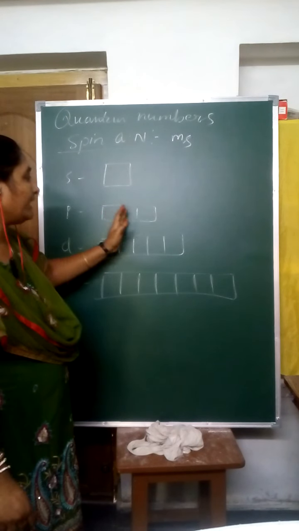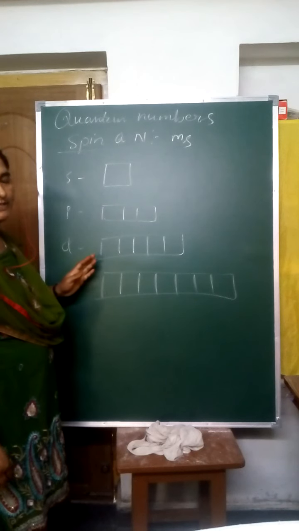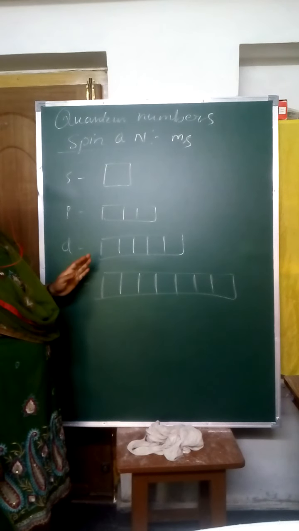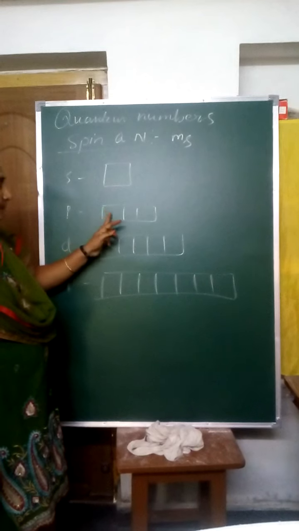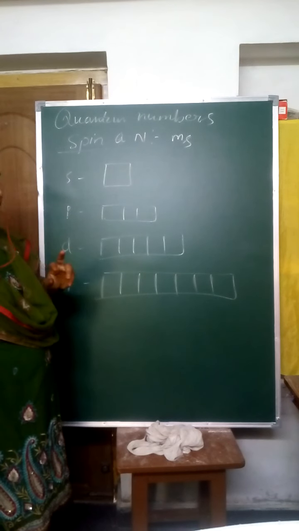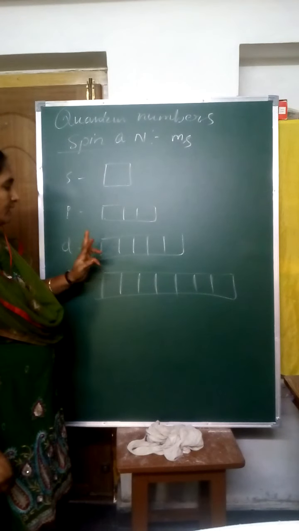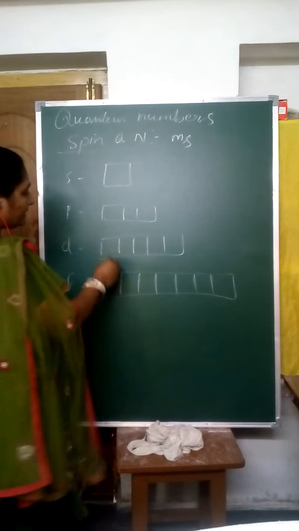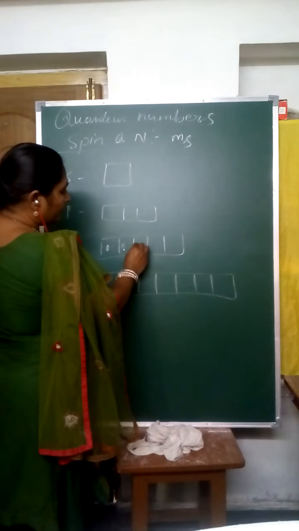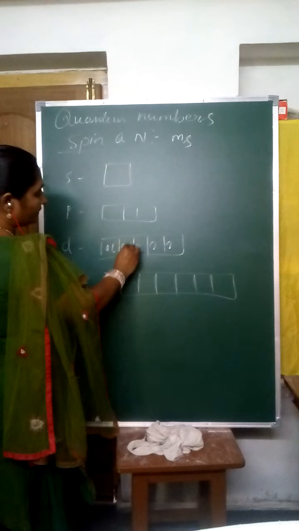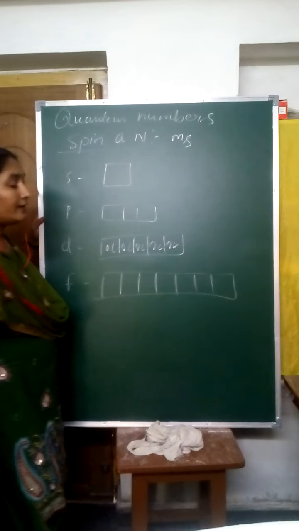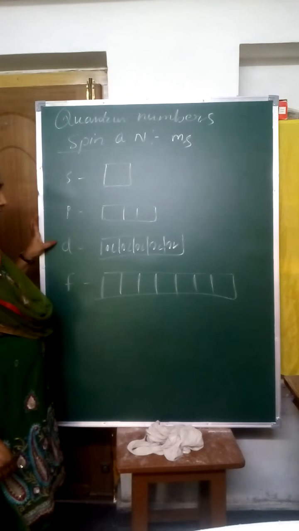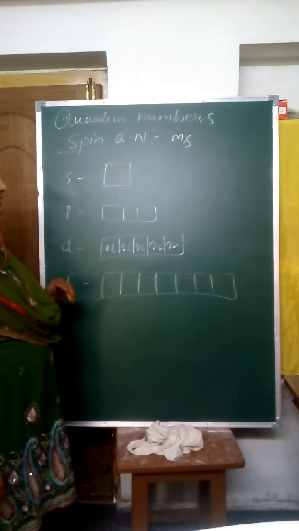In the p orbitals, these are equal energy orbitals, which are called degenerate orbitals. We already discussed that: px, py and pz. Like that, d also has 5 orbitals, each filled with 2 electrons, so totally we can fill 10 electrons in the d orbitals. We will discuss that later.